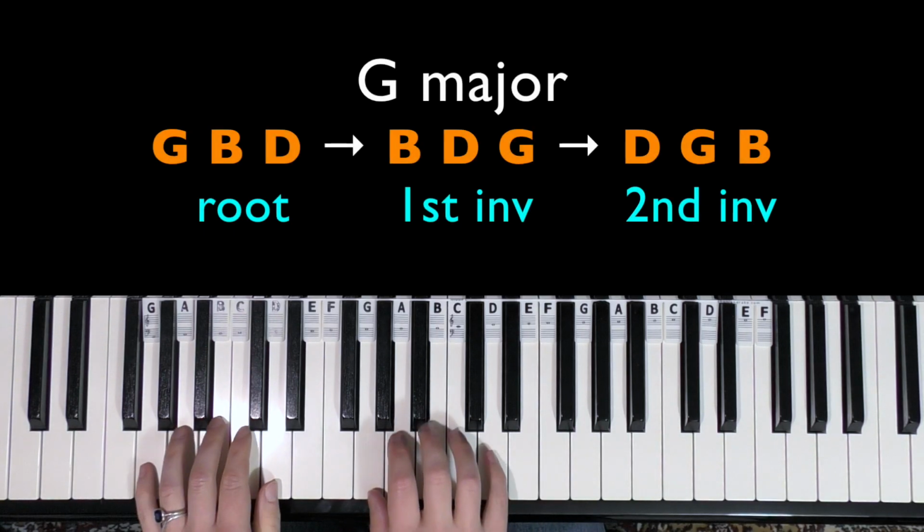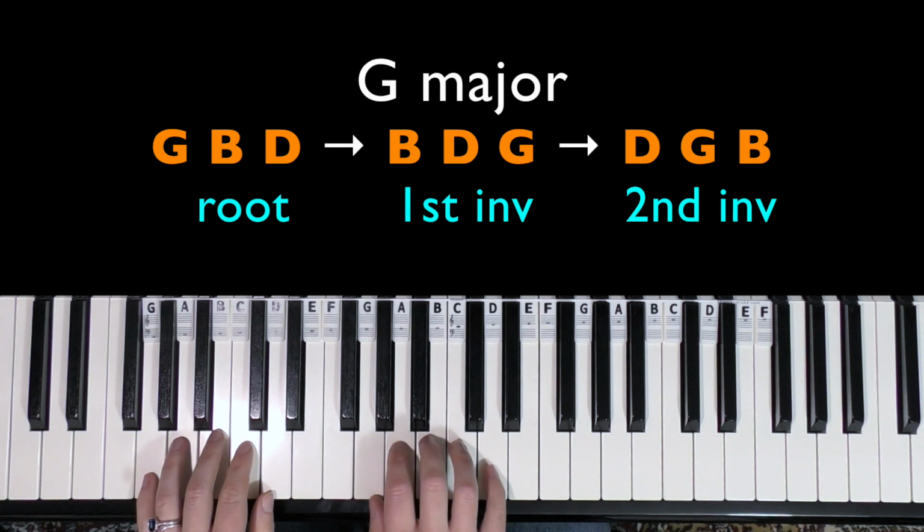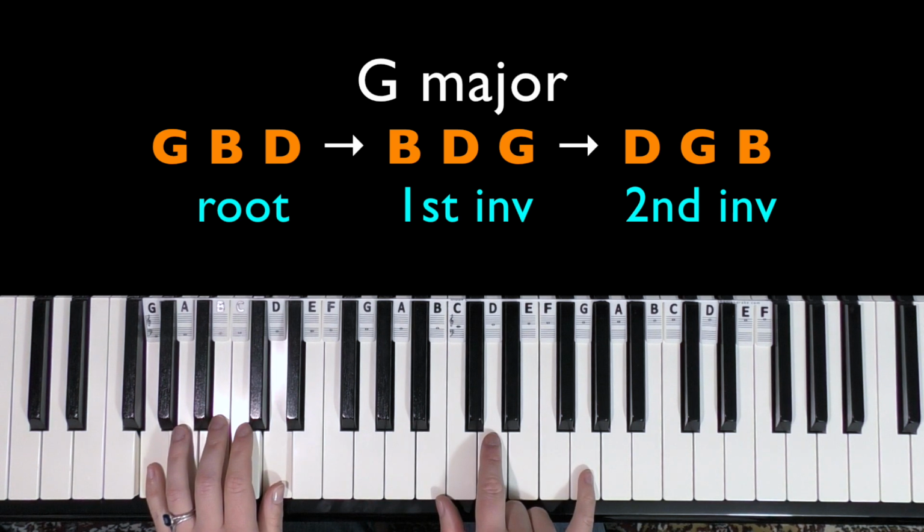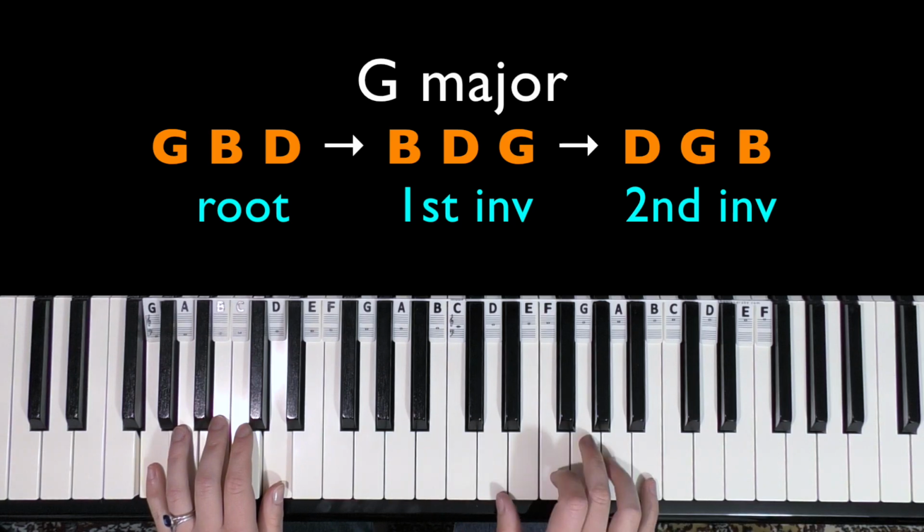Let's try it on a different chord. Let's try G major. So G, B, D. First inversion, B, D, G. Second inversion, D, G, B.